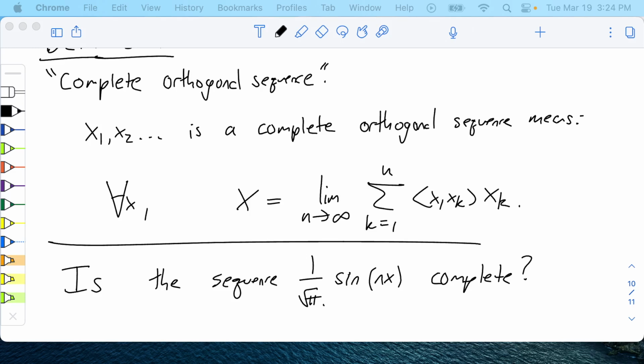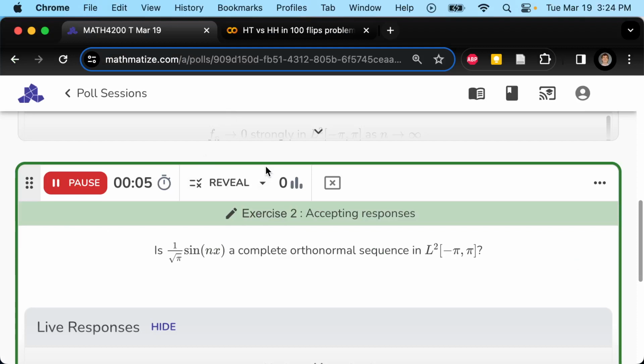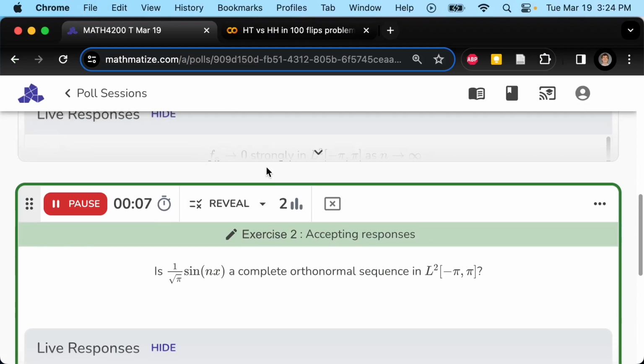The question is almost done being created. Okay. Why is it telling me it's not having similarity or something? Okay, here we go. It's live. There it is. Is it complete or not complete? Sine of nx.